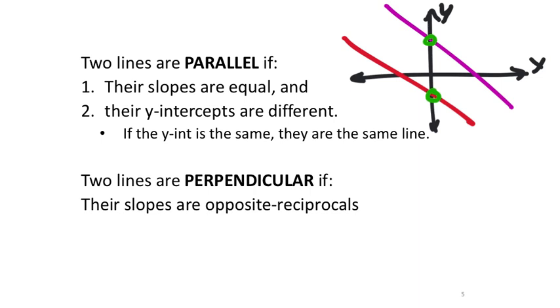Two lines are perpendicular if their slopes are opposite reciprocals. So when it talks about opposites here, we're talking about signs of the slopes. Okay, so that's positive or negative. If one is positive, the other one that corresponds with it has to be negative. If one is negative, the other one has to be positive. They have to be opposites.